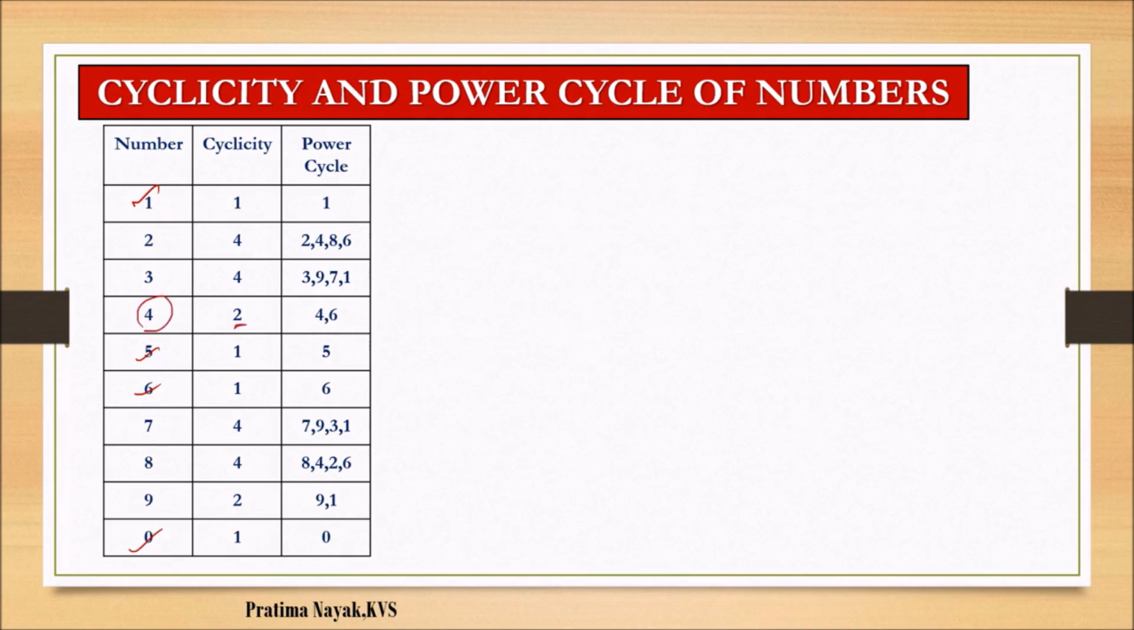The cyclicity of 4 is 2, with power cycle 4 and 6. What does it mean? 4 power 1 is 4. 4 power 2 is 16, so the unit place digit is 6. 4 power 3 is 64, so again 4. 4 to the power 4 is 256, so again 6. So there are two values in the power cycle, 4 and 6, 4, 6, 4, 6, going on repeating. The cyclicity is 2, that means 2 values are repeated.